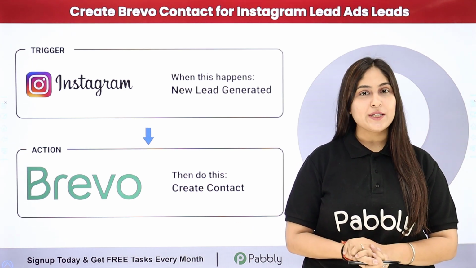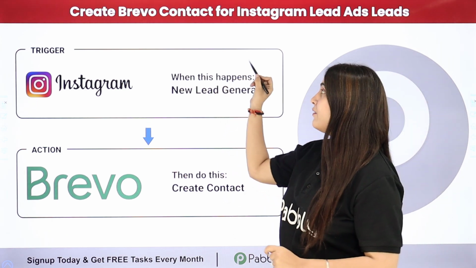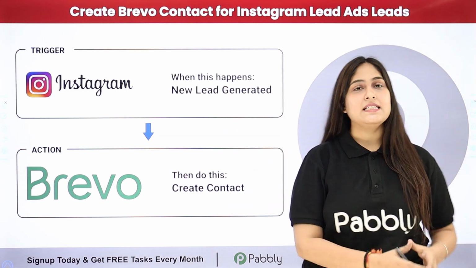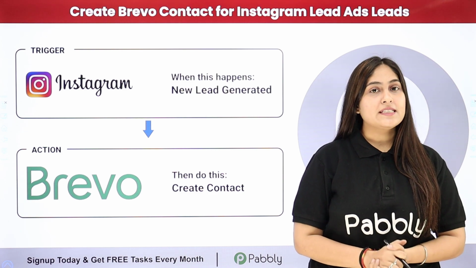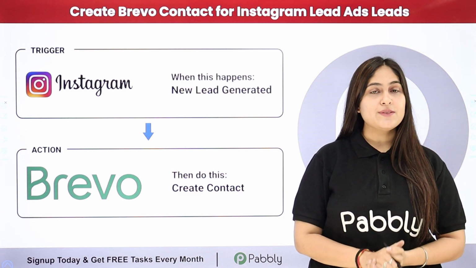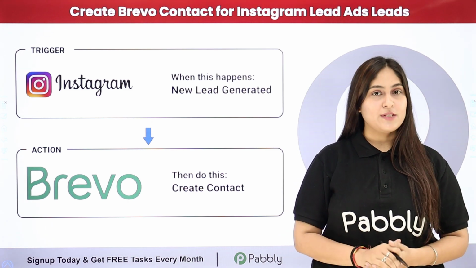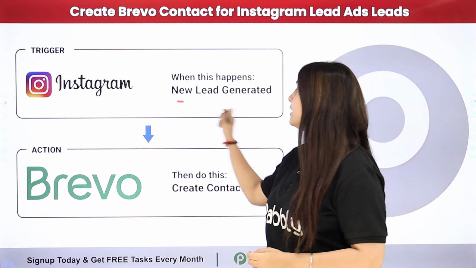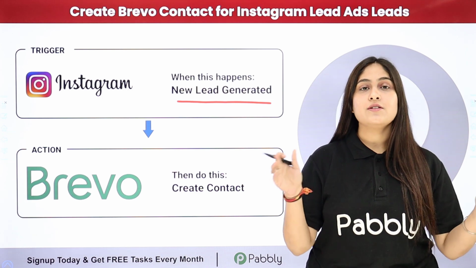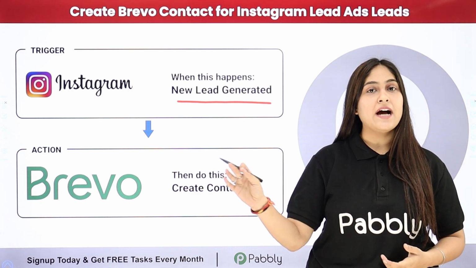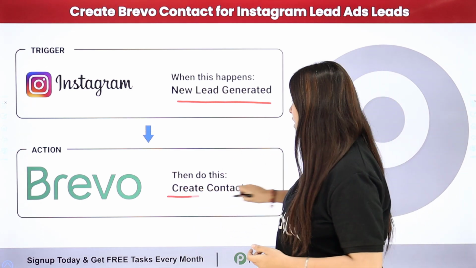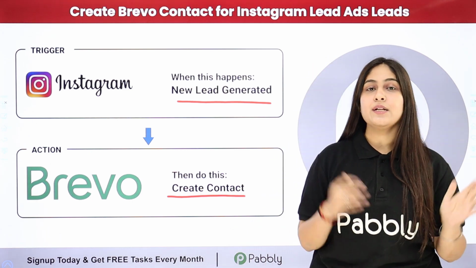In this video, we are going to understand how to create a Brevo contact for Instagram lead ads leads. So I'm an owner of a real estate agency, and to receive new leads for my business, I'm running Instagram lead ads. Now my objective is that whenever I receive a new lead through an Instagram lead ad, the lead should automatically be added as a new contact in my Brevo account, so that I can further communicate with the lead.